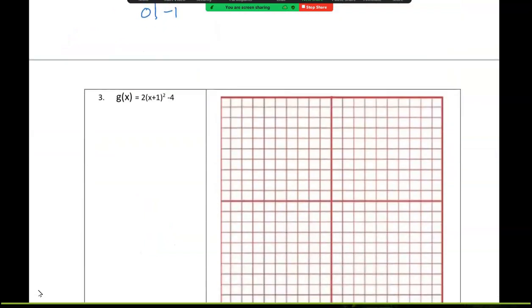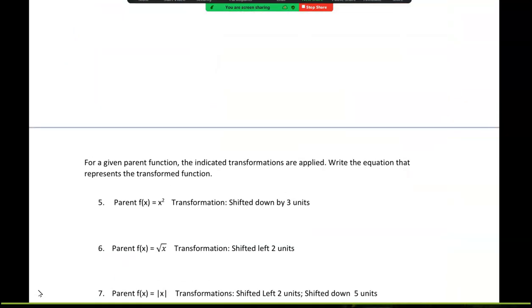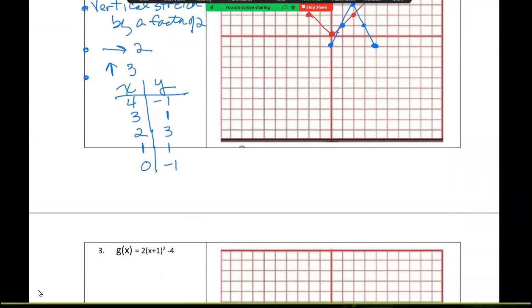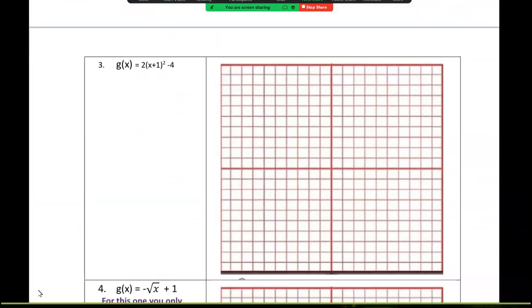Okay, here's another one, and then we're almost there. Okay, so here we go. Look at this one. What's my parent function? My parent function is going to be a parabola. So I'll do that in red. So that's going to be here, here, here, and then 2 and 4. 1, 2, 3, 4. Okay, I'm happy with that.